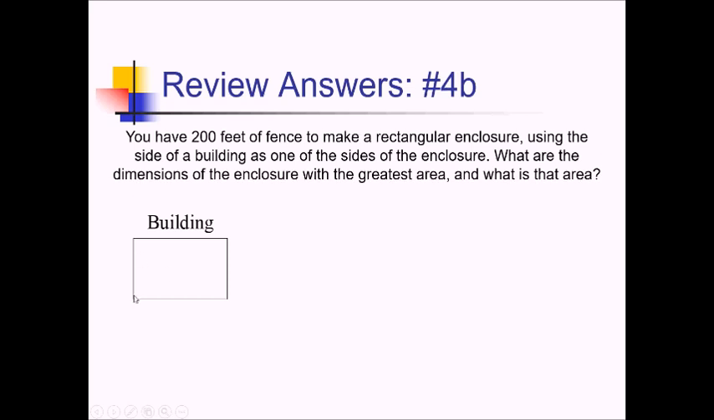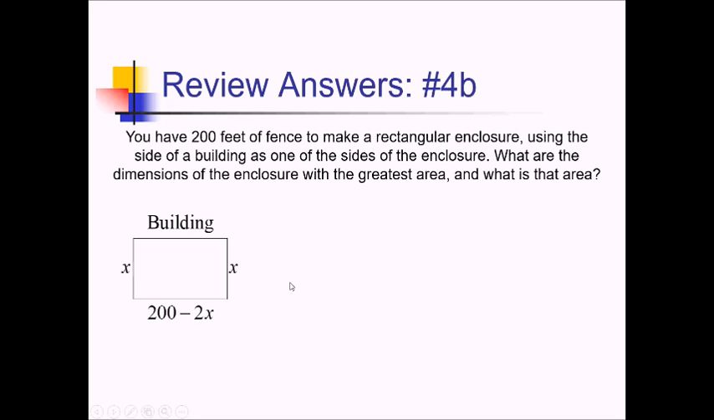So I'm going to make this side of the building x, and I'm going to try to express everything in terms of x. So this other side also has to be x because it's the same length, but how about this third side? Well, if I have 200 feet of fencing to work with, and I've used up 2x of it, that means I have 200 minus 2x left over for that last side. So now that I've got everything expressed in terms of x, let me write my formula.